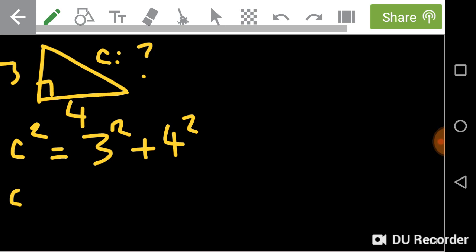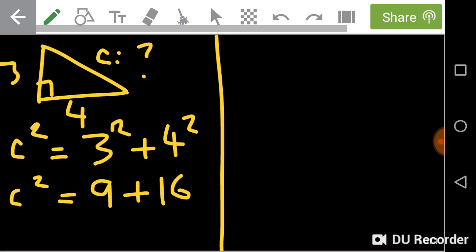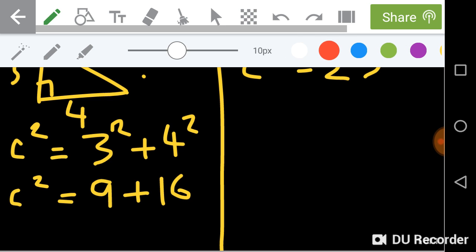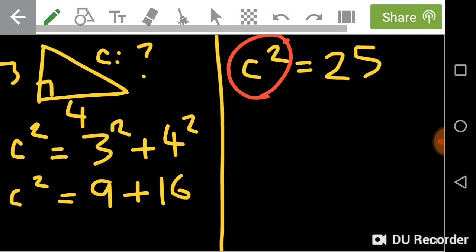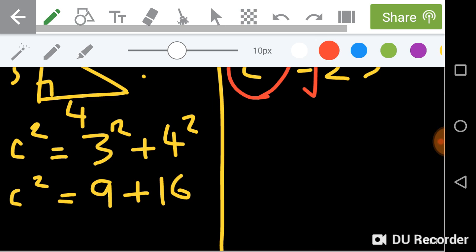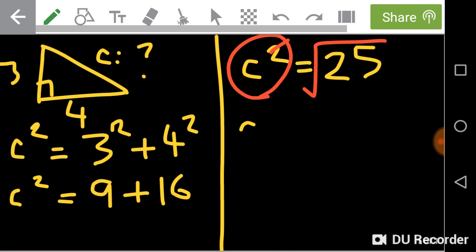So c square will equal 9 plus 16, because 3 square equals 9 and 4 square equals 16. As a result, c square will be 25. Now we know that if we have a square on one side of the equation, we can eliminate that square by putting a square root on the other side of the equation, which I discussed earlier in the video. As a result, the value of c will be 5, because the square root of 25 is 5.